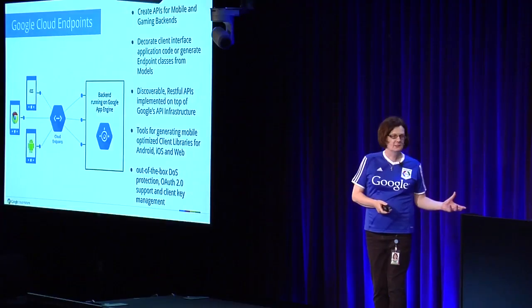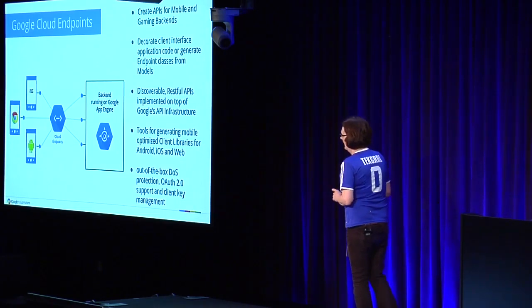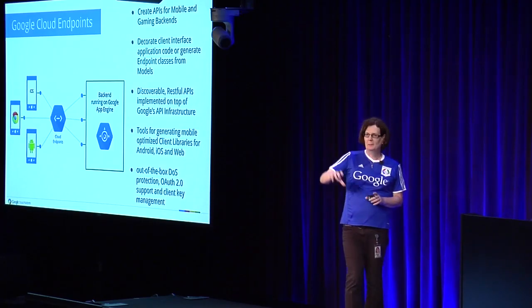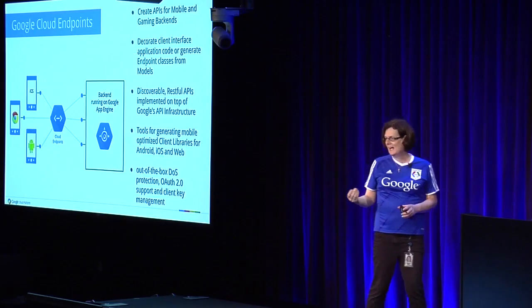We also provide tools for generating mobile-optimized client libraries. We have an API here, and we want to consume it from an application running on a device or in a web app. What we need is a client library, something that understands how to invoke that API, and we can generate that straight from the application code, from the endpoints we've generated. We have tools for Android, iOS, and web, available in things like Android Studio and Eclipse, also for Objective-C on the command line, and also for JavaScript.